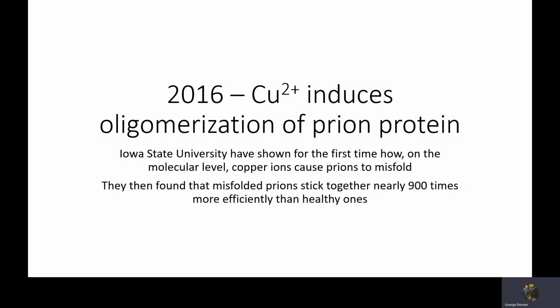So in 2016, it was found that the copper ion induces oligomerization of the prion protein. So what does that mean? Well, it means that on a molecular level, the copper ions cause the prion proteins to misfold incorrectly, and then these misfolded prions actually stick together 900 times more efficiently than the healthy ones.